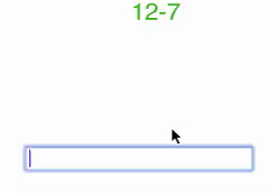Okay, and that's pretty much it. I'll just do a couple more of these. Positive 12 minus 7 is positive 5.